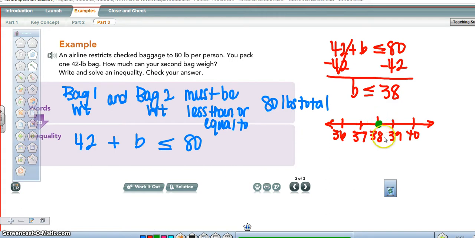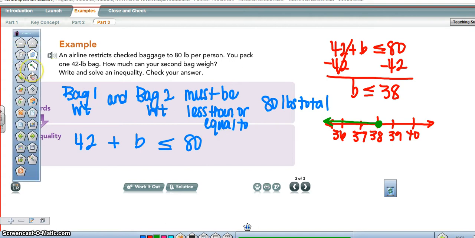So I'm going to use a filled in dot. But then it would be less than. So this graph represents my answer. The graph is nice because it's giving us a visual of the possibilities. We can see that the bag can weigh 36 pounds, 37 pounds, 38, anything less than 38 or equal to 38. Okay, now we can also check our answer.